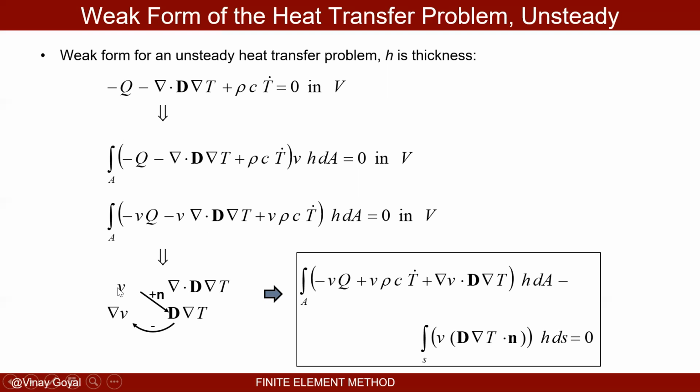V goes on the left-hand side. The gradient dot d gradient T goes on the right-hand side. And what I want to do is remove the gradient here and transfer it here. That's what I want to do, and that allows me to reduce the continuity requirements on T.